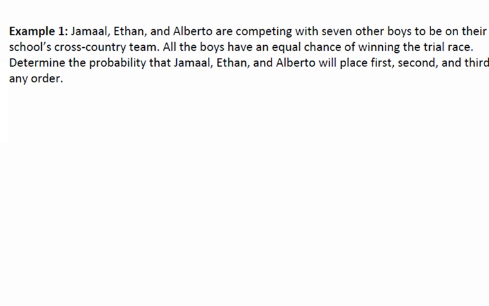So again, we're going to have favorable over total. Okay, favorable over total. Okay. How many total runners are there? Well, we've got Jamal, Ethan, and Alberto competing with 7 other boys. So there are 10 total. Okay. How do we find the number of favorable outcomes? How do we find that? Sorry, Kristen?